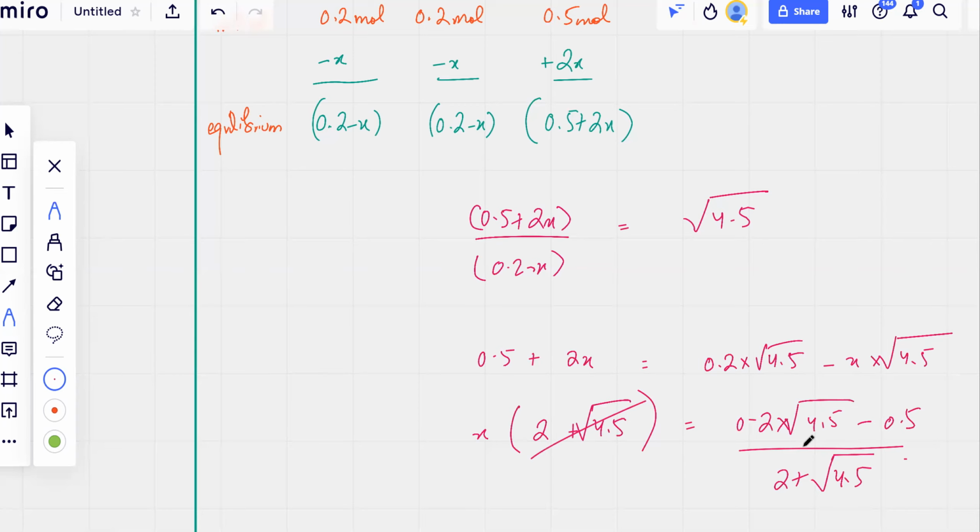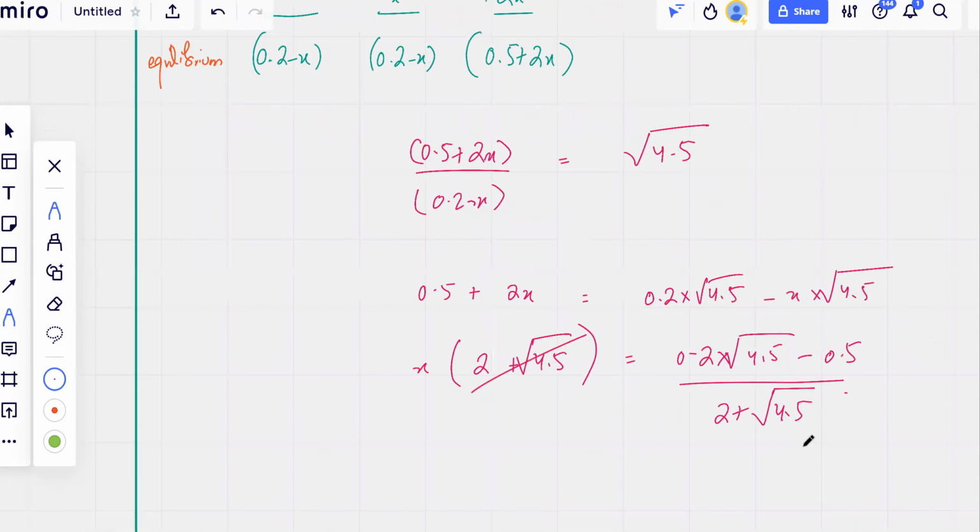What do we get for x? Can you even solve this? Sir, I'm getting negative 0.0184. Yes, that's the value of x.